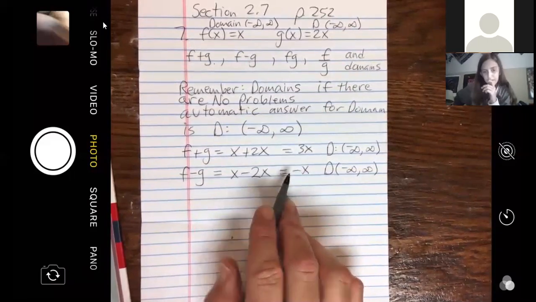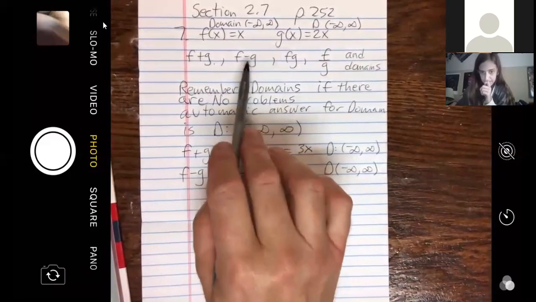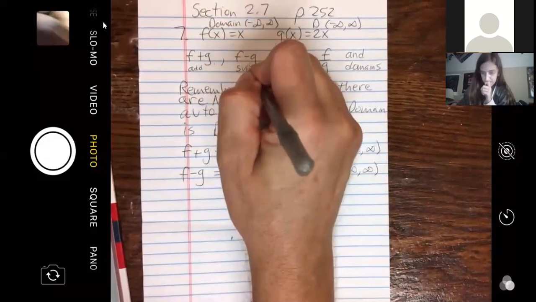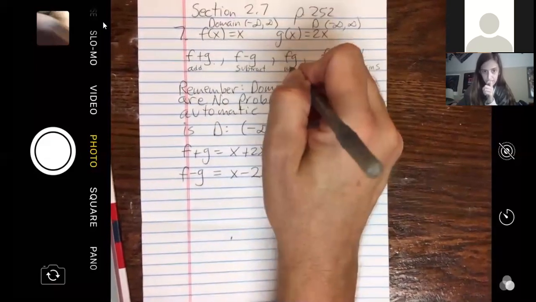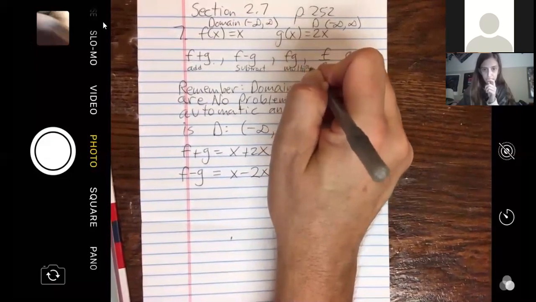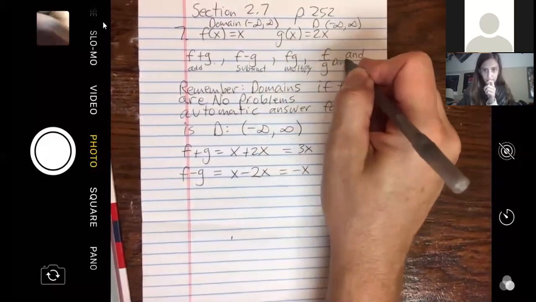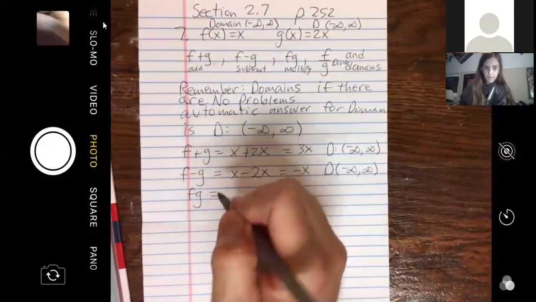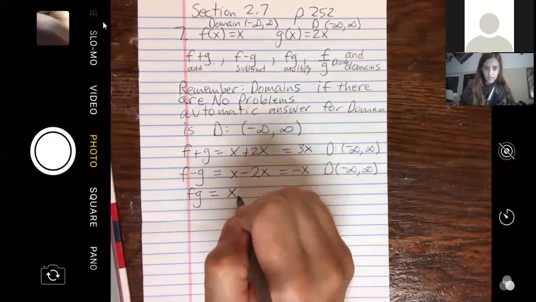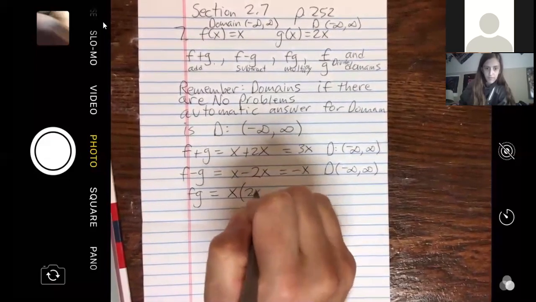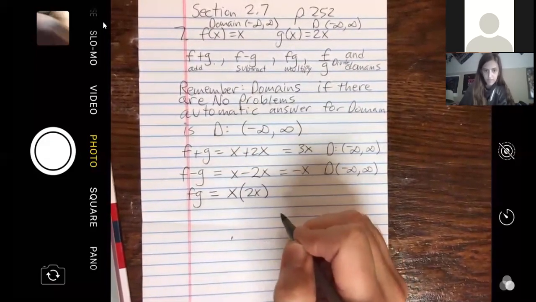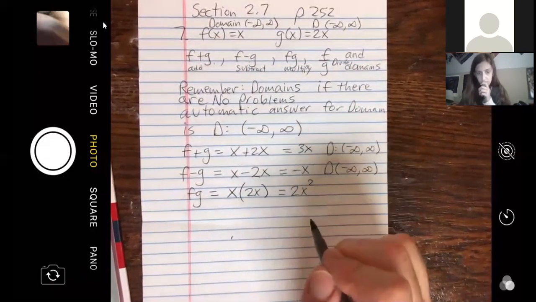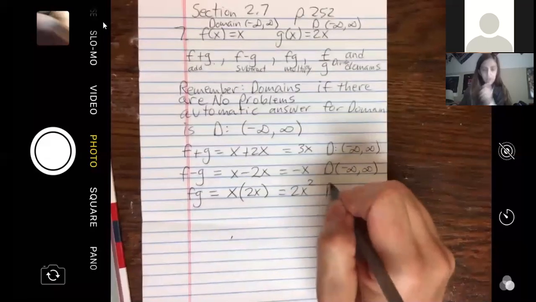Okay. Well, fg just says to multiply. In other words, this is the add function. This is the subtract function. This is the multiply function, and this, of course, is the divide function. So if I go fg, then I'm taking the formula for f and simply multiplying by the formula for g. And that just gives me 2x squared, which again has no problems.